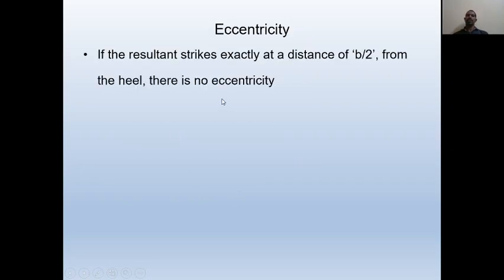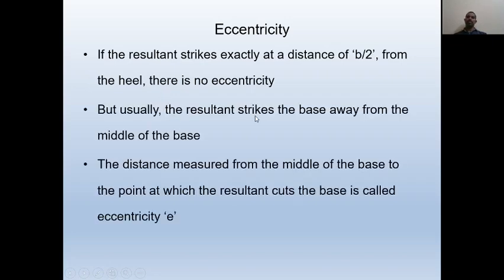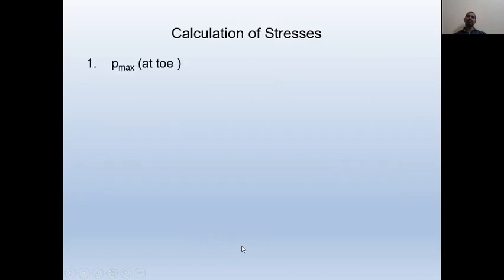Small e is the distance between the point where the resultant strikes the base and the centroid of the base. So if the resultant strikes exactly at a distance of b by 2, then there is no eccentricity, but usually the resultant strikes the base away from the middle of the base. The distance measured from the middle of the base to the point at which the resultant cuts the base is nothing but e, and therefore e is given by the distance z minus b by 2.